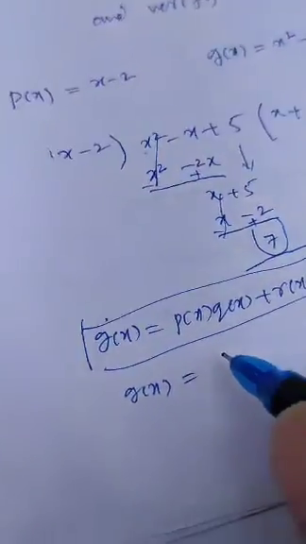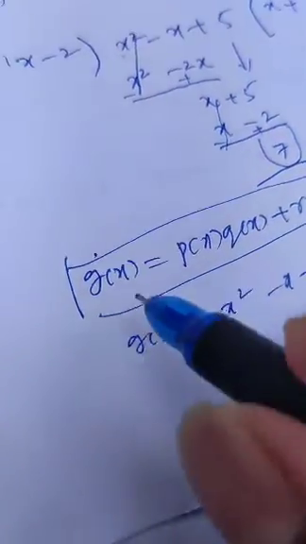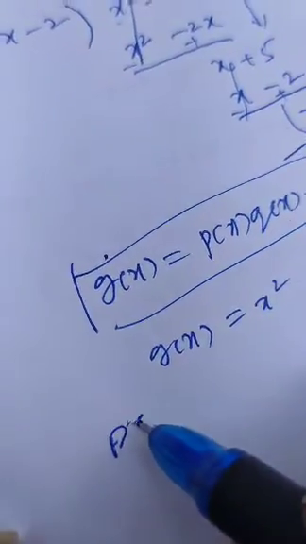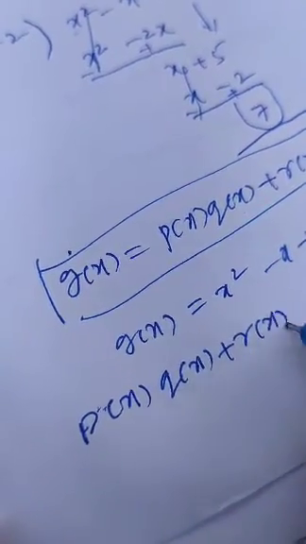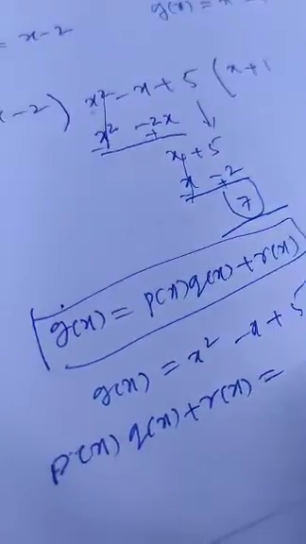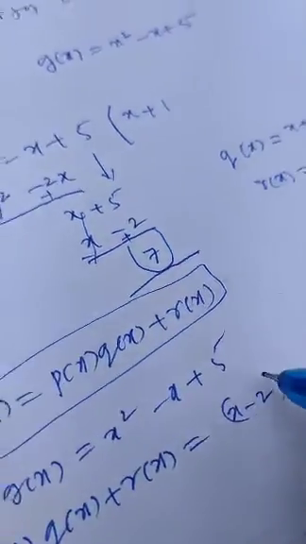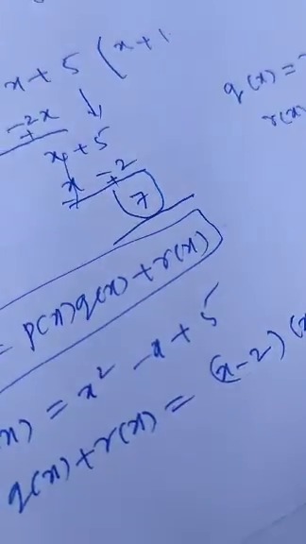Already we know g of x. What is g of x, the dividend? x square minus x plus 5. This is the LHS. Now I will check the RHS: p of x into q of x plus r of x. P of x is x minus 2, into q of x, which is x plus 1, plus r of x, which is 7.